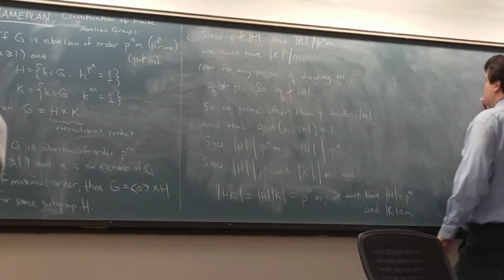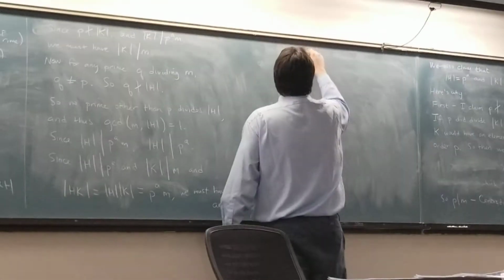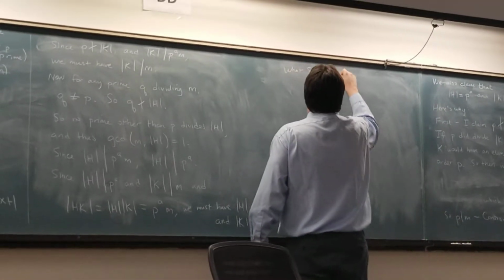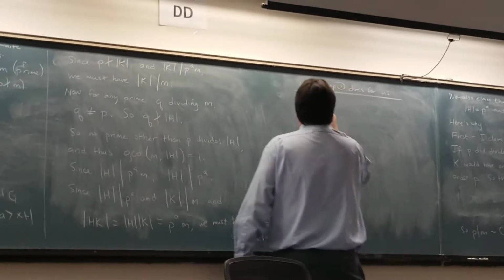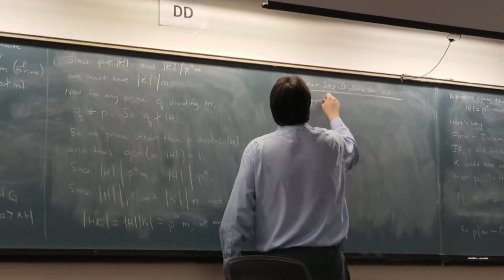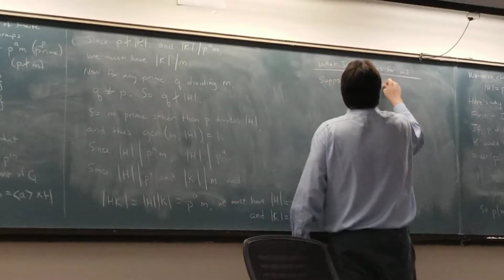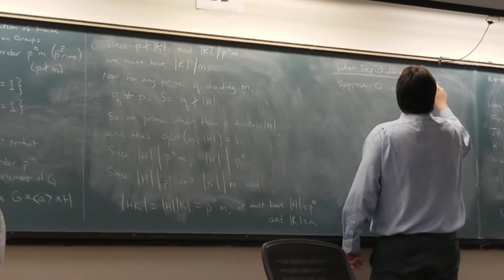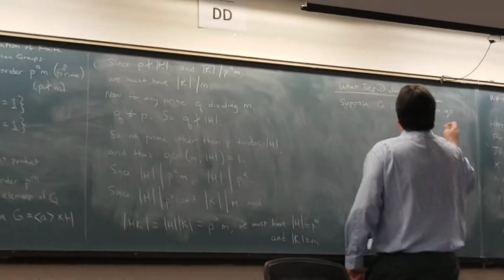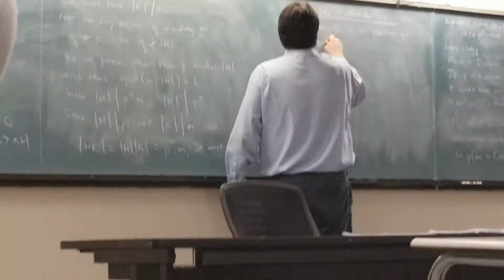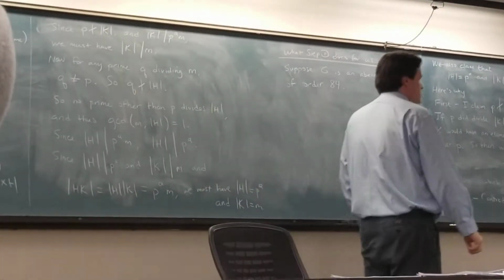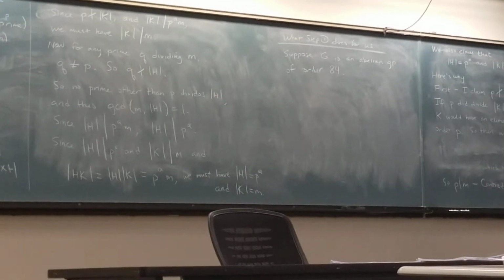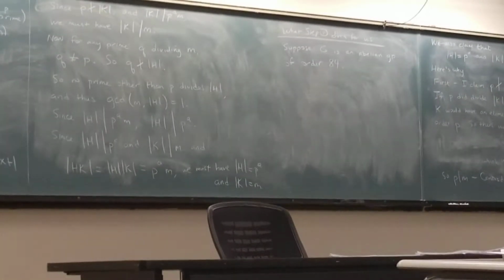So here's what step 1 does for us. All right, so suppose G is an abelian group of order, I'm going to go with something different this time. Let's say, I don't know, 84. Okay, this is just an example. So G is abelian of order 84.